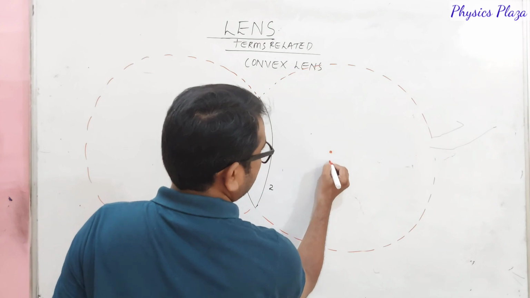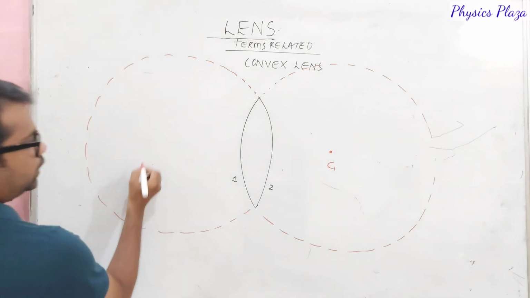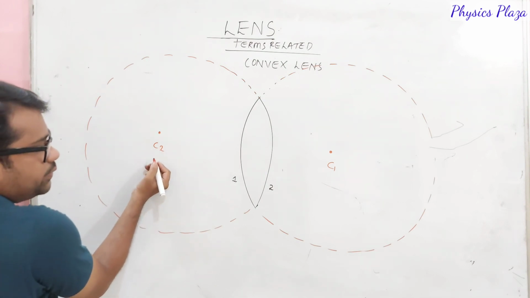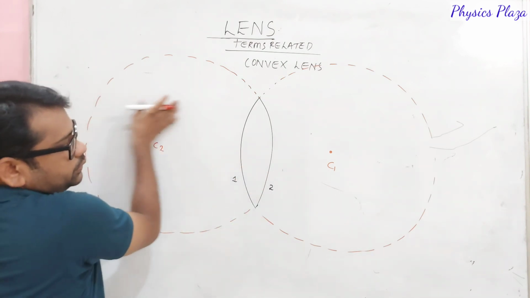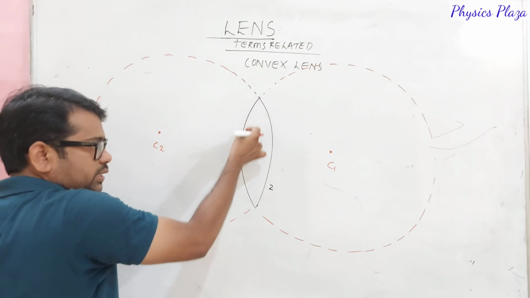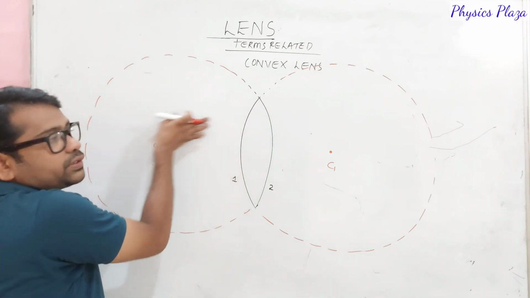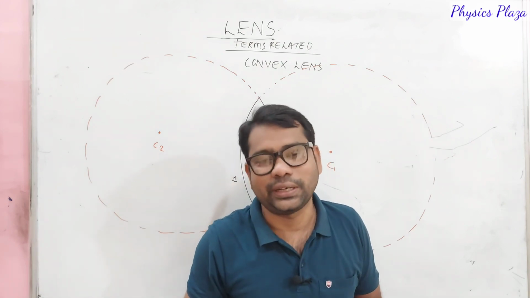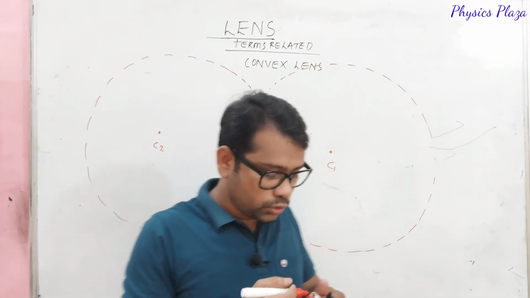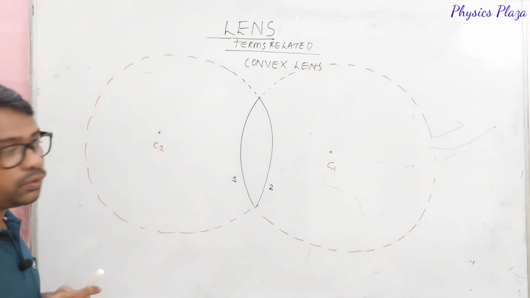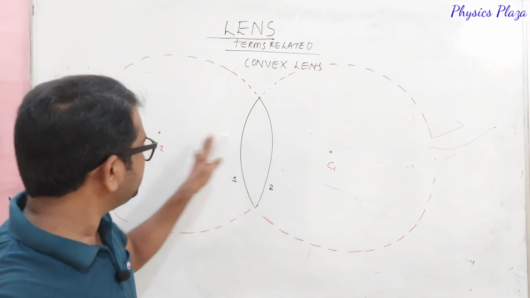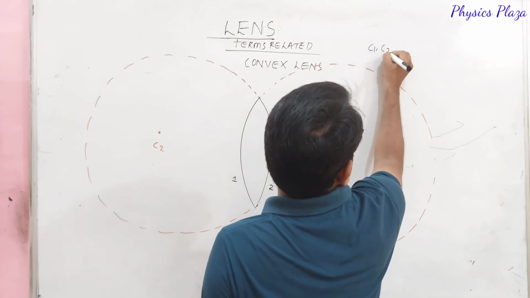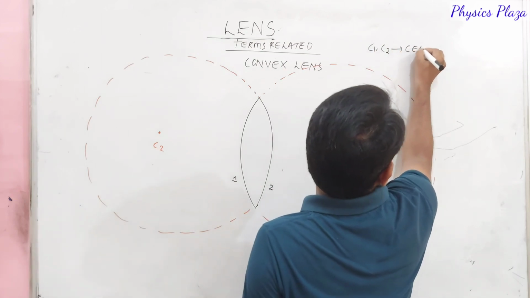Yes. Let us say it is C1 and let us say it is C2. Children, C1 is the curved surface which is exposed to the light first. Here C1 and C2 make no real difference; scientifically, there is not that much difference between C1 and C2. Okay. So dear children, this C1 and C2 we are going to call the centers of curvature.